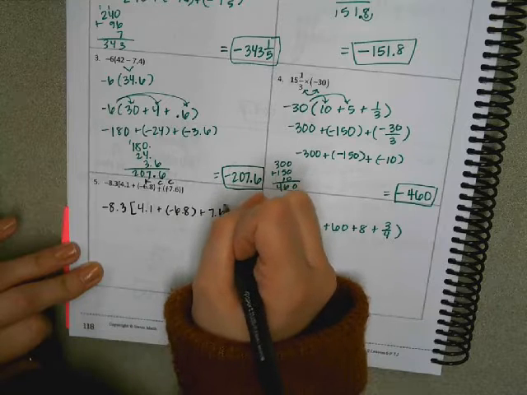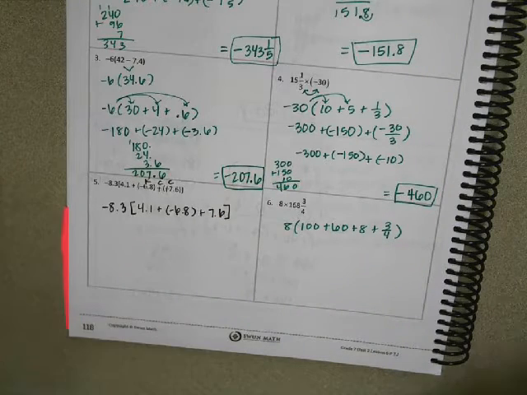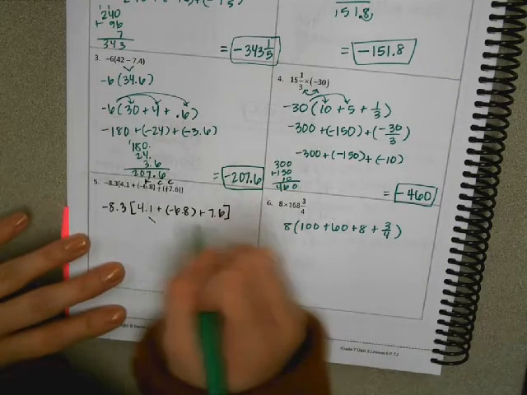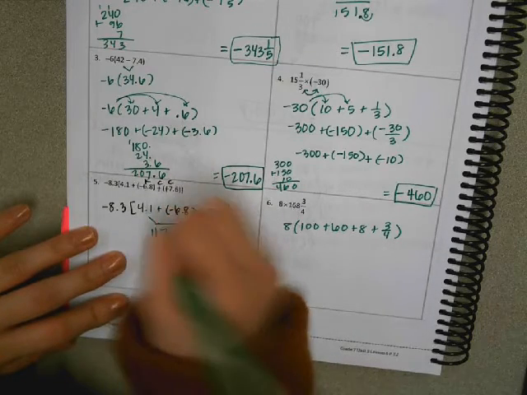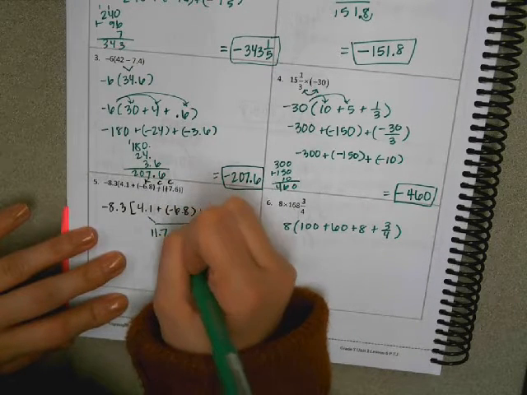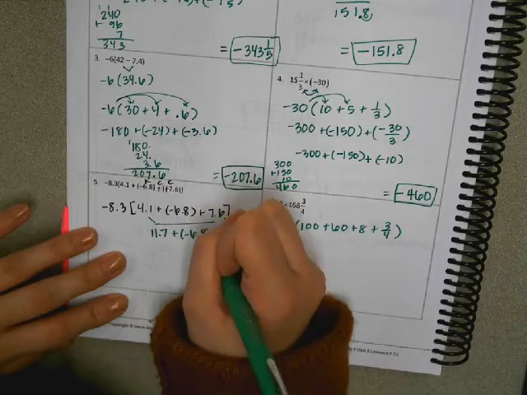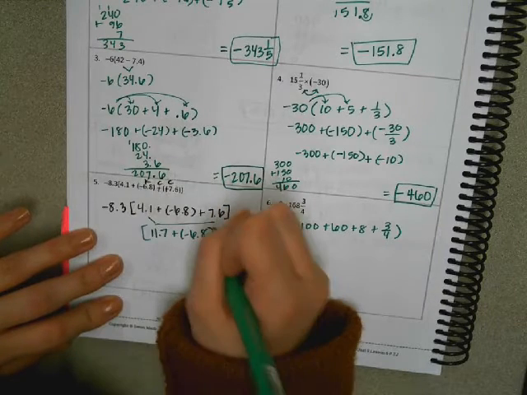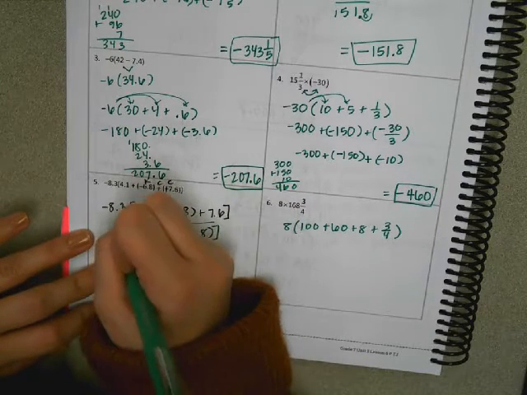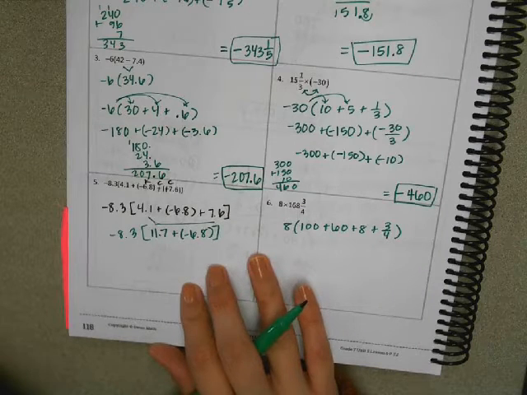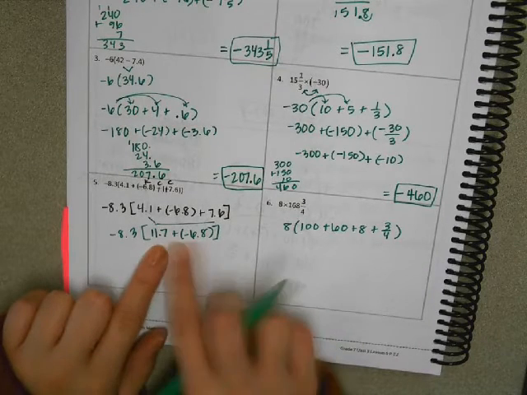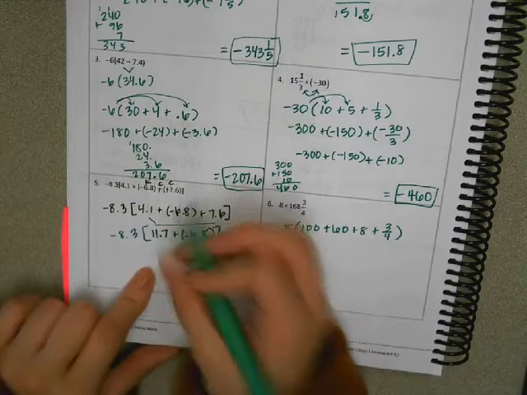7.6. Now I can combine like signs. I have these two I can combine to get 11.7 plus negative 66.8. Brackets act as multiplication. Then from here, I am just going to do this inside first. I can use a calculator.